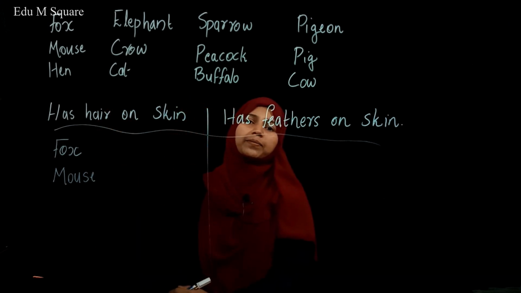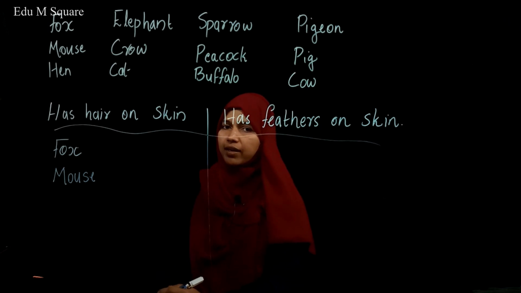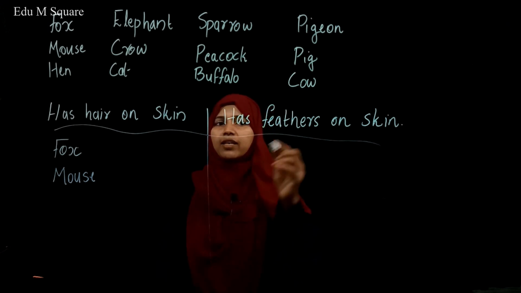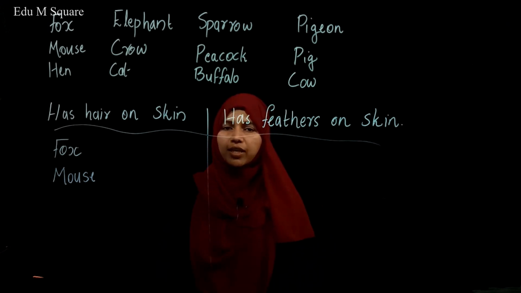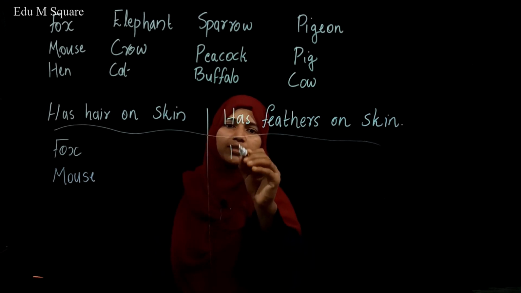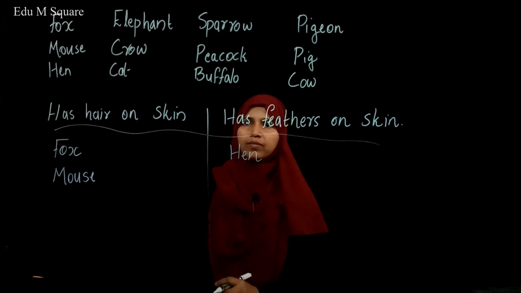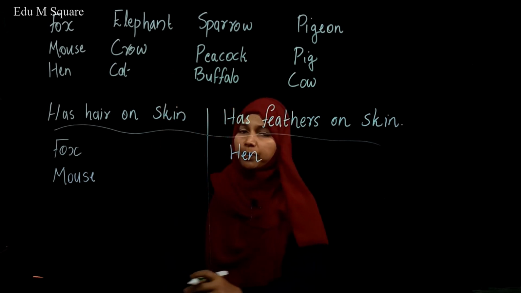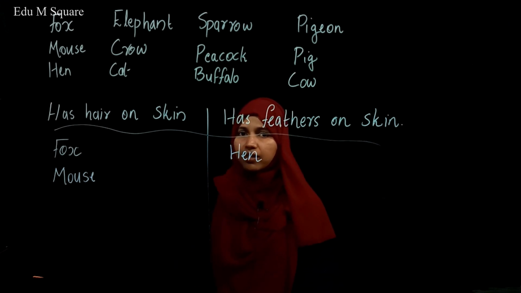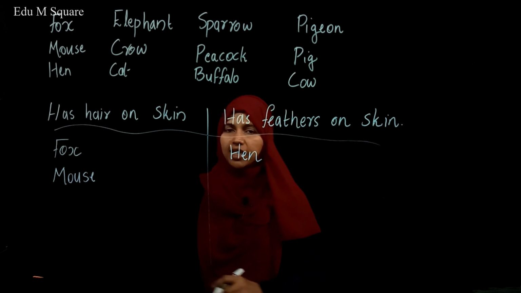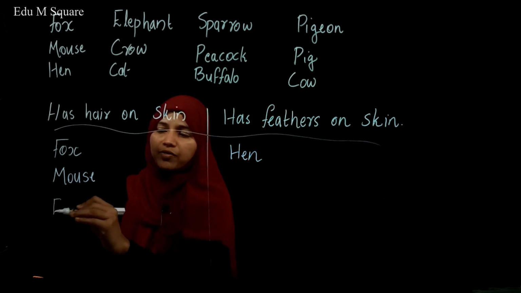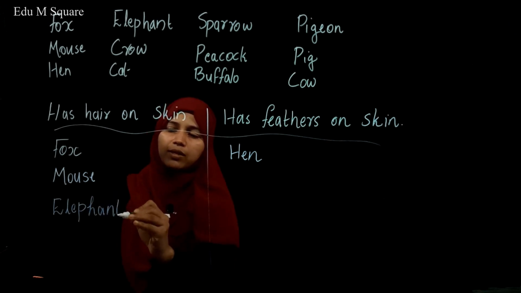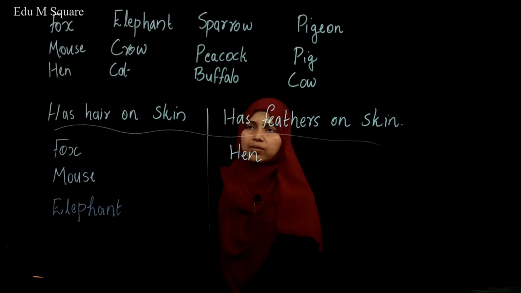What about the hen? Yes, the hen has no hair on the skin. Instead, it has feathers on its skin, doesn't it? So we can write hen in this table. Have you seen an elephant? Can you observe this elephant closely? Yes, we can see hair on the elephant's skin. So the elephant comes under this column, doesn't it?